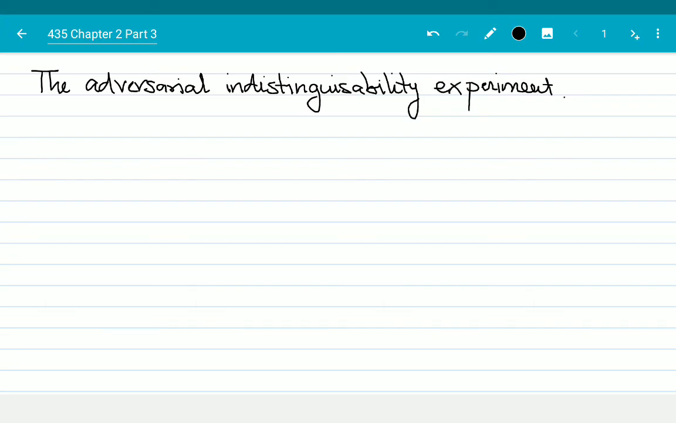That's a mouthful. Took me a couple times to practice it before, and I still struggled with it. Okay, so what is the adversarial indistinguishability experiment? Well, the adversarial indistinguishability experiment says that suppose there is an adversary A, okay? And they get two messages, okay?